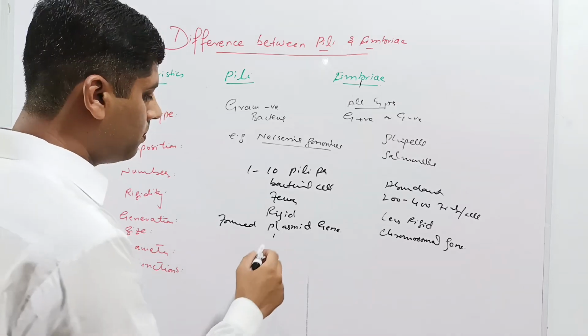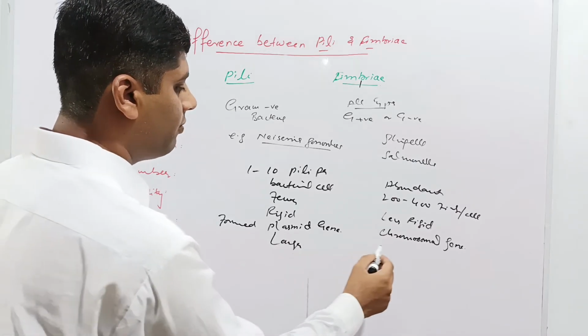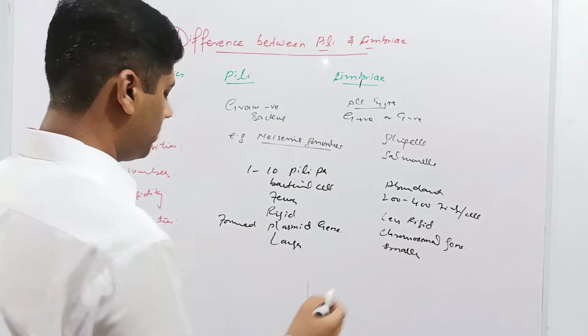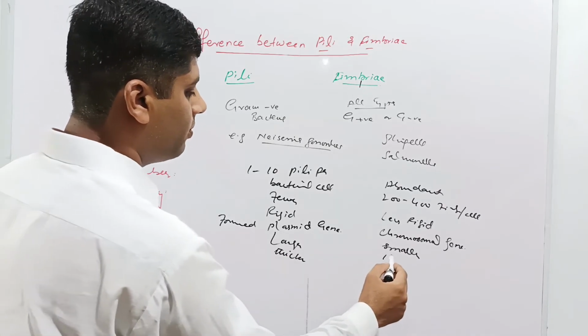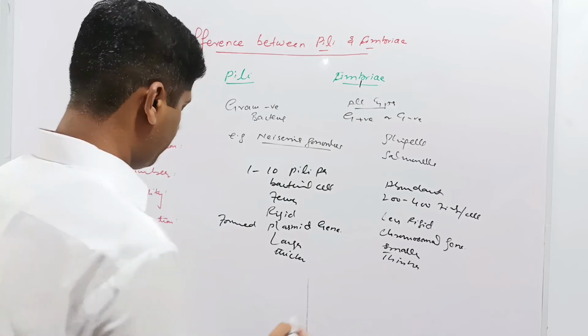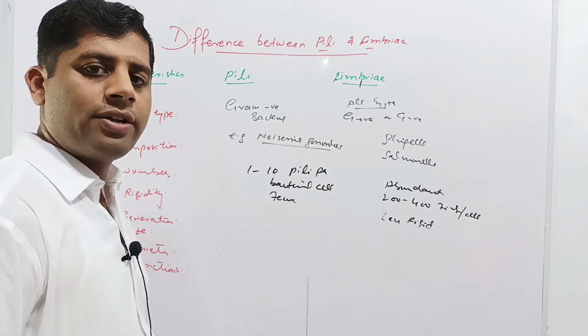Next is the size. Pili are quite larger than fimbriae and fimbriae are smaller. Similarly in diameter, the pili are thicker than the fimbriae and the fimbriae are thinner than pili. Now the functions of pili and fimbriae.